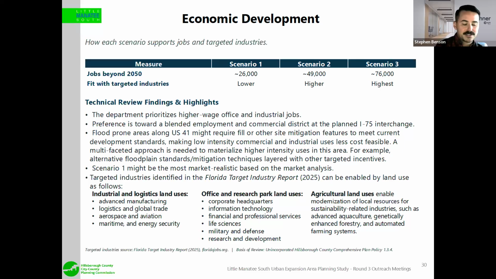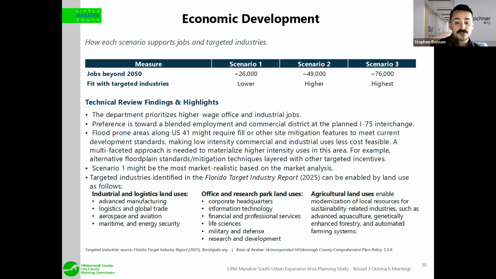The three industries or the three types of land uses that equate to target industries would look to be specifically focused on in these areas. The industrial and logistics land uses would enable advanced manufacturing, logistics and global trade, aerospace innovation, maritime, and energy security. The office and research park land uses would look to specifically enable things like corporate headquarters, information technology, financial and professional services, life sciences, military and defense, as well as research and development.